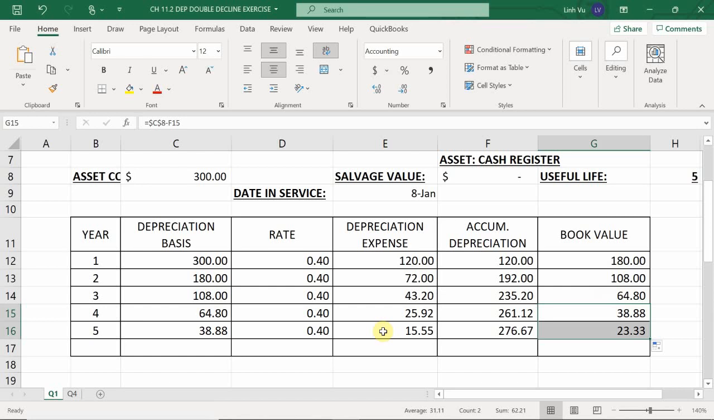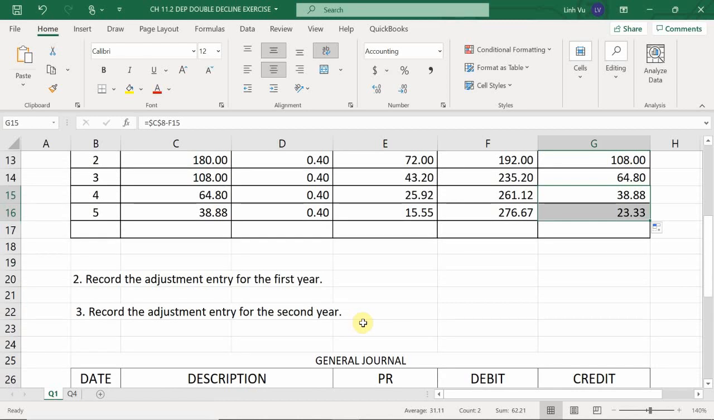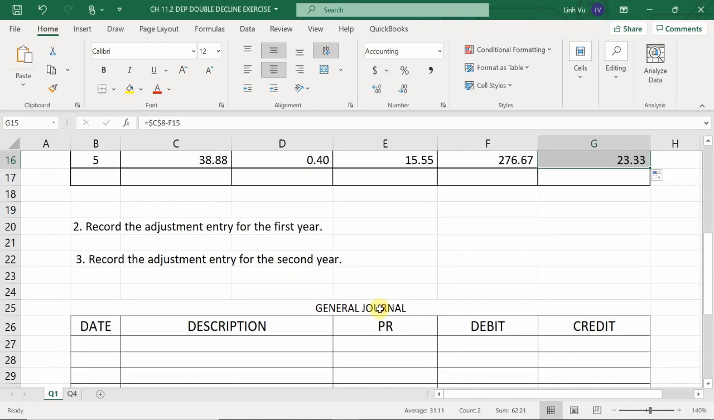But if you think you're better off just buying a brand new one and scrapping the $23, then you're going to dispose of this asset by either selling it or taking it out as a loss on disposal of assets. Right now it's worth $23.33, but we all know who's going to buy a cash register from us that's 5 years old and been used. Really, nobody would. So you would most likely scrap it for metal, or just recycle it. That's it there. So let's go ahead and do question 2 and number 3 here.